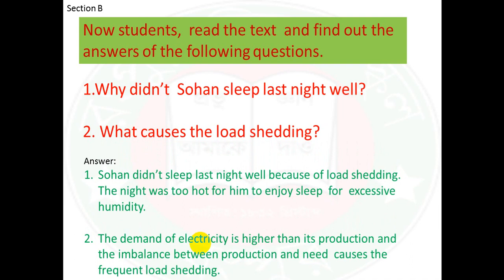The answer: Shohan didn't sleep last night well because of load shedding. The night was too hot for him to enjoy sleep for excessive humidity. Number 2, the demand of electricity is higher than its production, and the imbalance between production and need causes the frequent load shedding. Okay, so hope that the answers have been matched with yours, and I think that you have got the clear idea about the text.